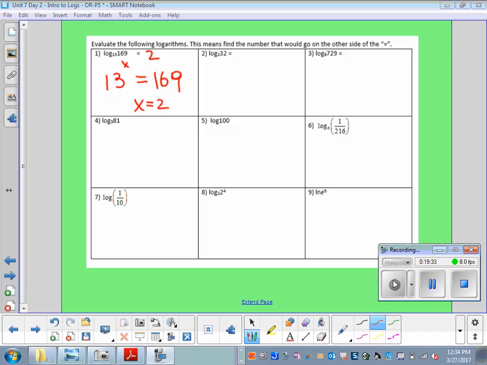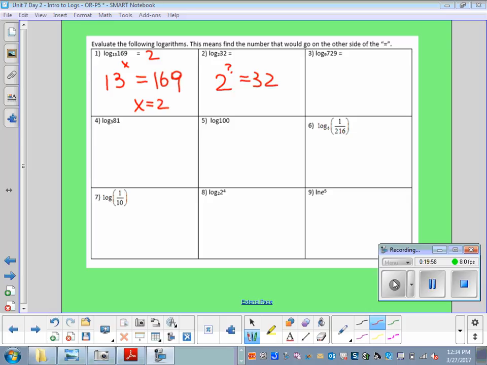Hannah, all good? Yes. She's like, that's too easy. Why are you going too slow? Okay. So second one, log base 2 of 32.